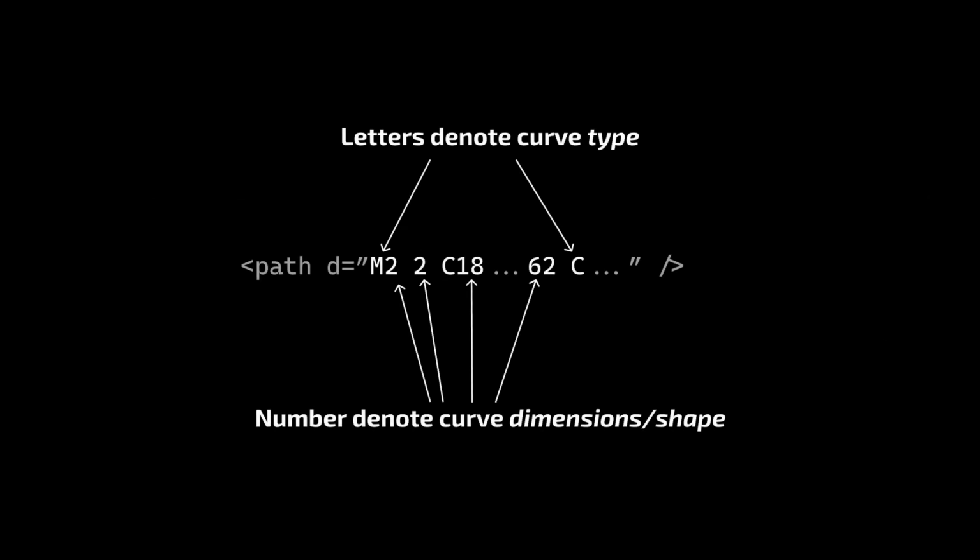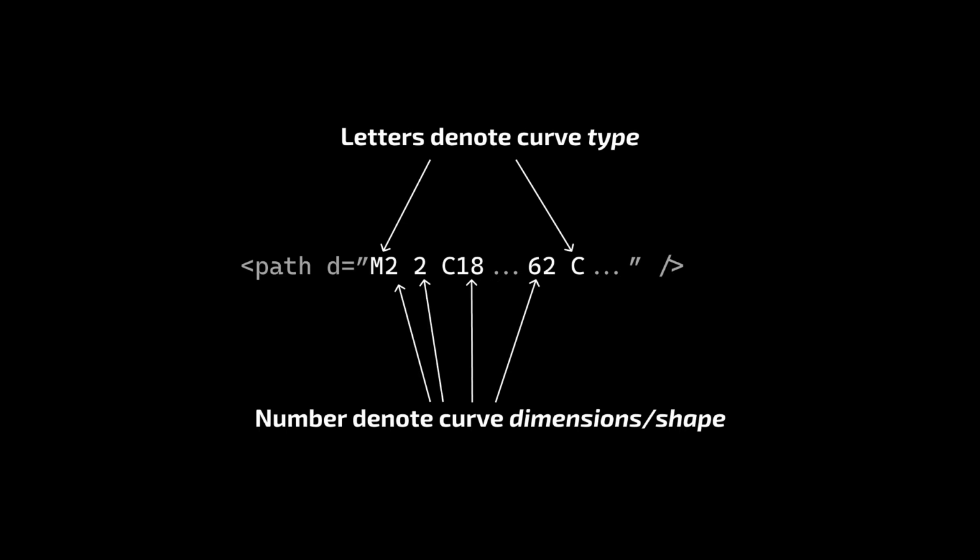If you take a look at the path element, you'll notice that it comprises the D attribute, which stands for definition. It defines the shape of the path. The path itself is made of several curves and lines, and these are denoted by letters and numbers. The gist of it is that letters denote the type of the curve, and the numbers define the curve dimensions or the shape of the curve, the angles.